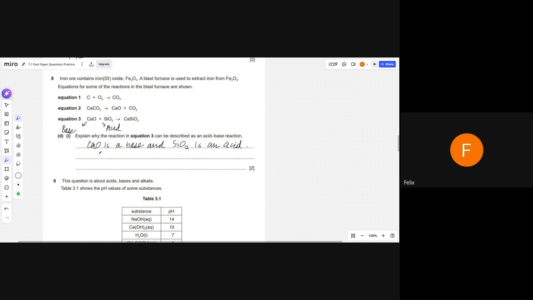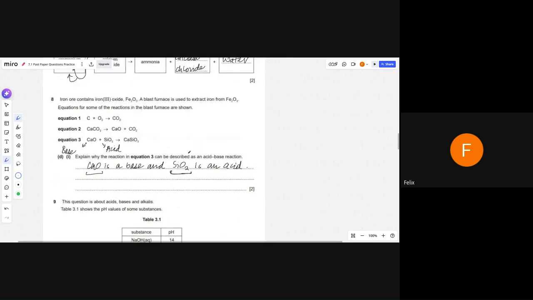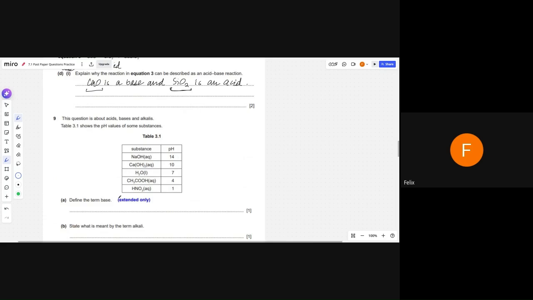So you will get 1 mark when you correctly identify this as a base, and you will get another mark when you correctly identify this, a non-metal oxide, as an acid. So this question is about acids, bases, and alkalis. Okay, now we are moving towards the extended only questions.